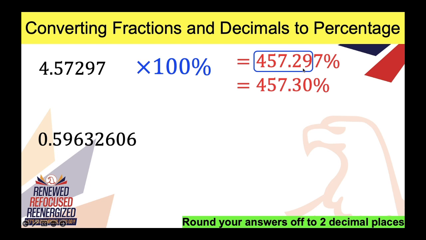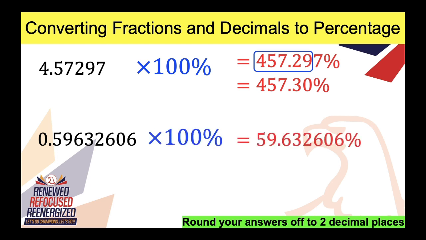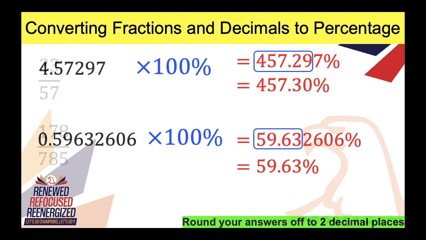Okay? Now this time, what about if you try this on your own? Convert this into percentage. Pause this video and then try to do it on your own. All right? So same process, times 100%, then you will get this particular answer. Remember to put the percentage symbol because you're converting it to percentages. Without this, it won't be considered. So two decimal places, look at the third decimal, it's lesser than 5, so this will be taken as is, 59.63%.